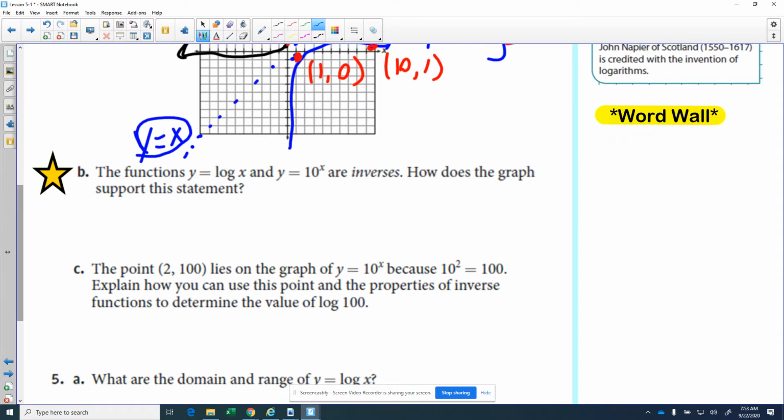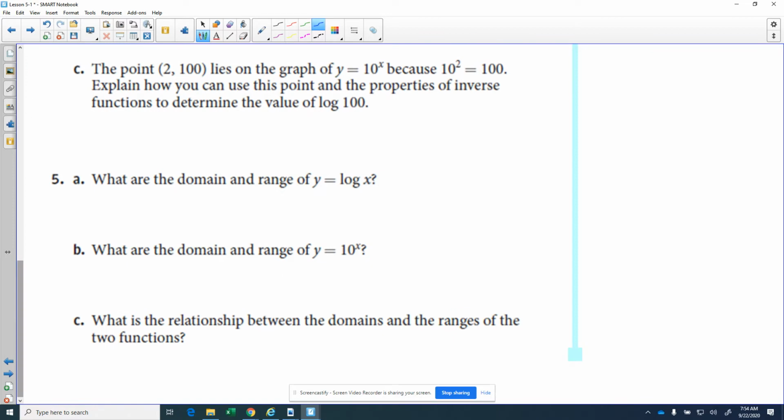So if I want to support this statement, then they have symmetry over y equals x, which basically is the definition of an inverse function in the first place. Okay? Next thing I want to talk about down here is the domain and range of log of x versus the exponential.